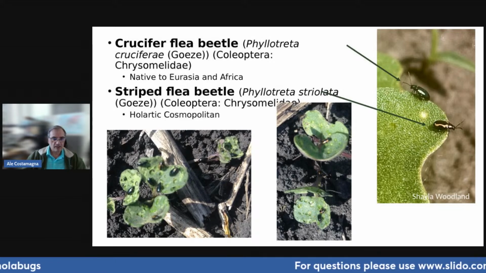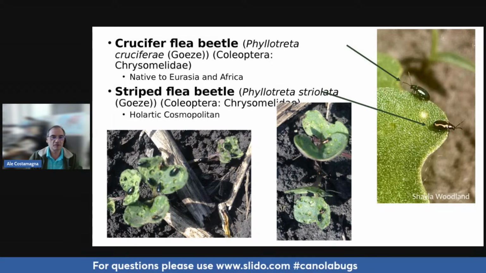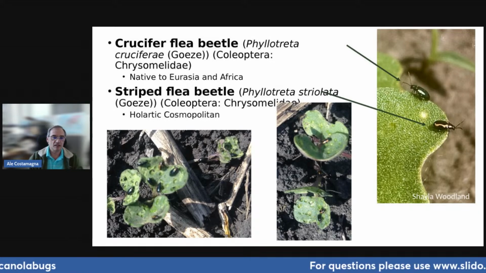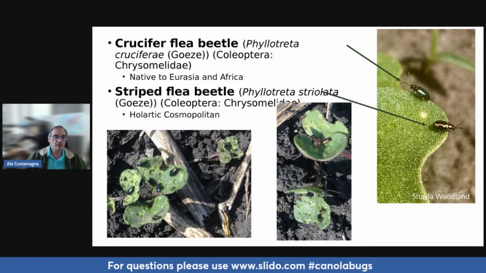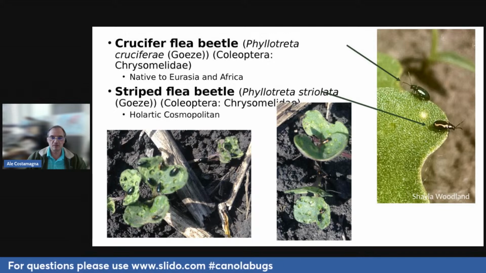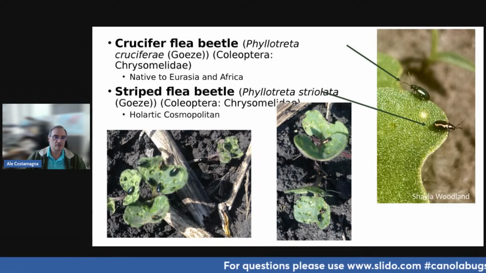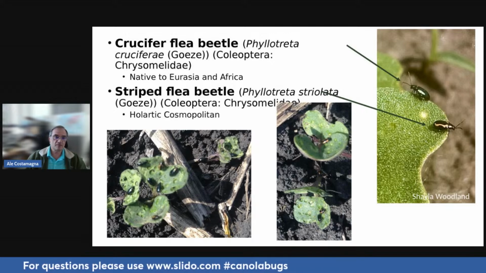So here you have a couple of pictures that are not very good. I took them with my phone with some of the damage, but just to show you that they are quite capable of aggregating in high numbers, produce little holes in the cotyledons of the plants, and can produce lots of damage that way. They are brassica specialists, so canola is a part of these groups of plants called brassicas that happen to be well defended against a lot of herbivores, a lot of insect pests.